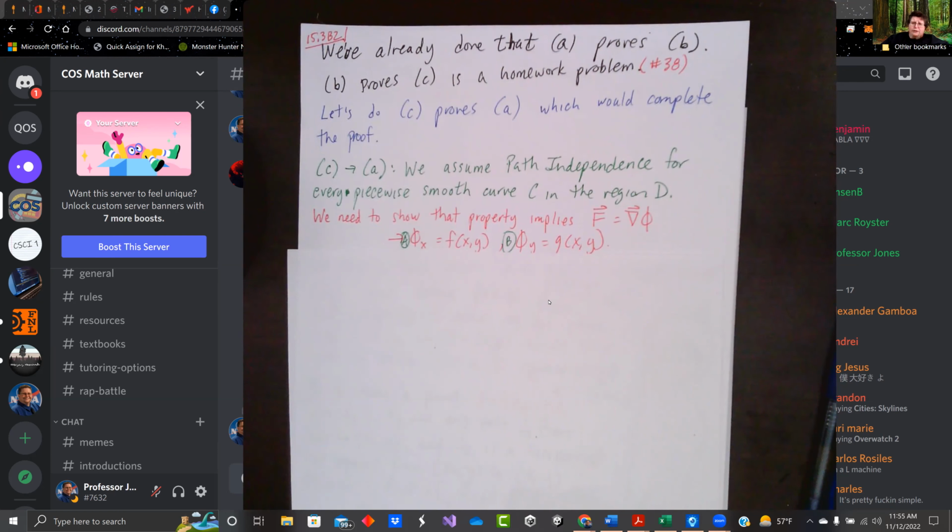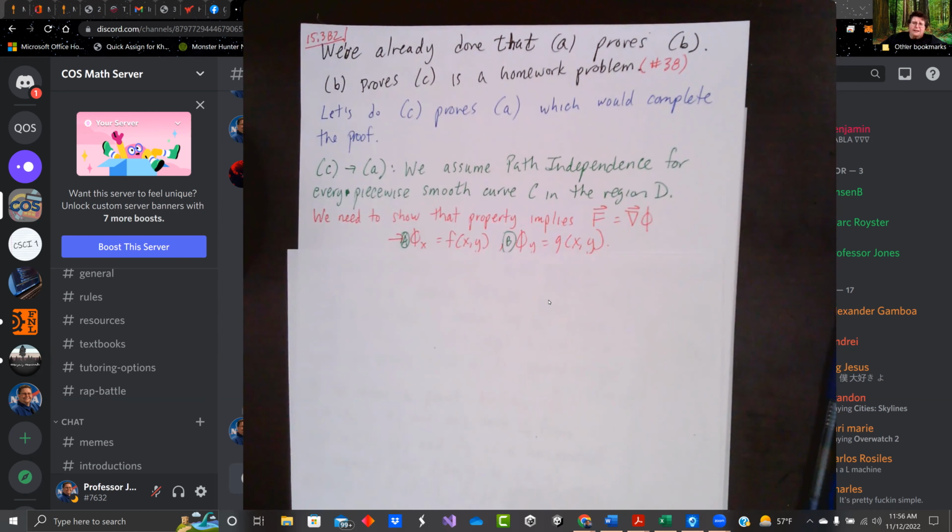So for C, we are going to assume path independence, which means the path we take from A to B doesn't matter, for every piecewise smooth curve C in the region D. And to prove A, we need to show that that property, the path independence, implies that F is a conservative vector field, or it's a gradient of some function phi.